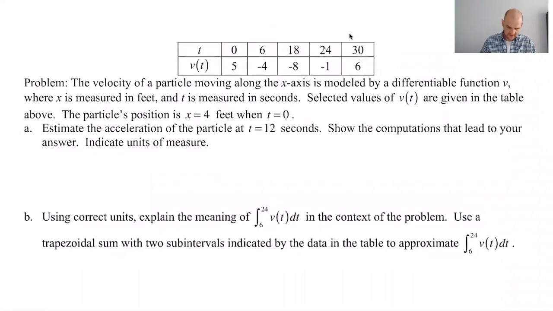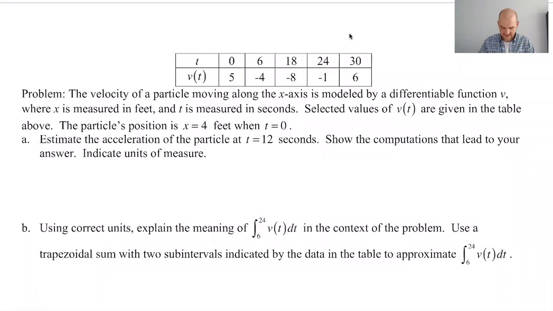So we've got the velocity of a particle moving along the x-axis modeled by a differentiable function v, where x is measured in feet and t is measured in seconds. Selected values of v of t are given in the table. The particle's position is x equals 4 at t equals 0. So this is probably going to come into play at some point. Estimate the acceleration of the particle at t equals 12 seconds. Show the computations, indicate units of measure.